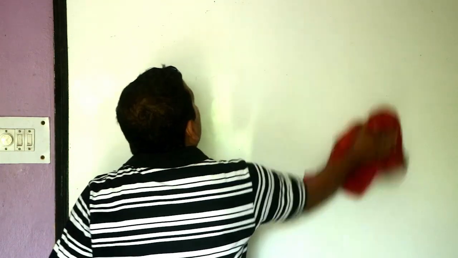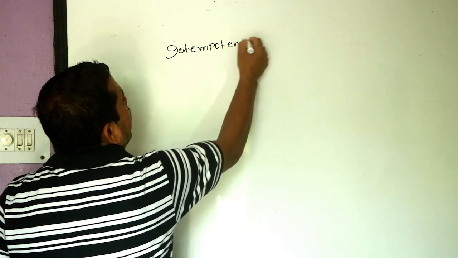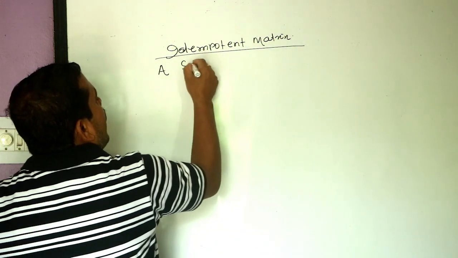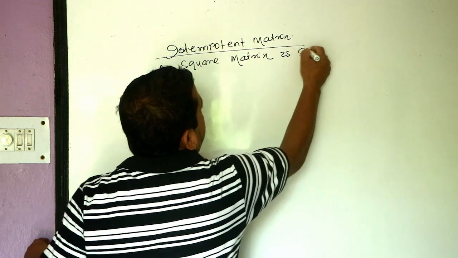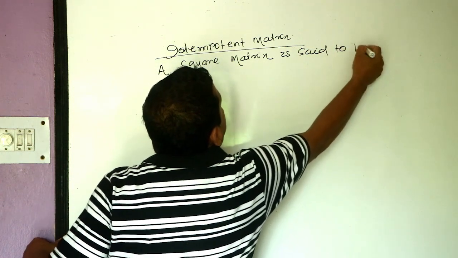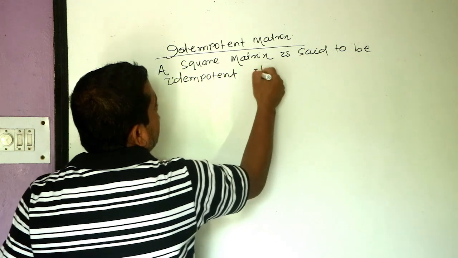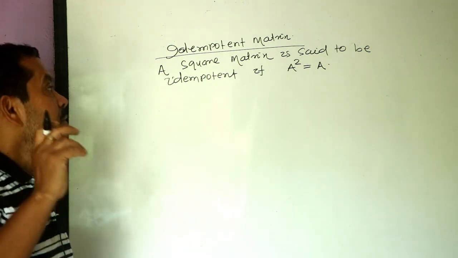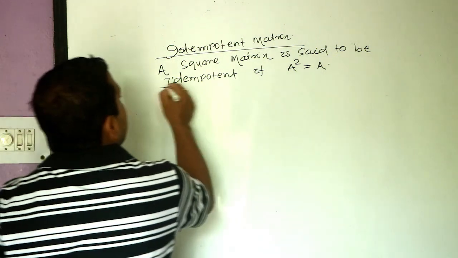Next, idempotent matrix. A square matrix is said to be idempotent if A square equals A. If the multiplication of A with A becomes the same matrix A, then it is said to be an idempotent matrix.